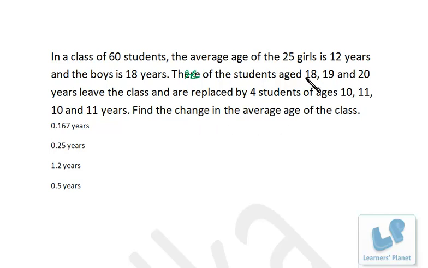First of all, we find the overall average of girls and boys. The average of girls is 12, the average of boys is 18. Overall, I assume it to be x. So it's 18 minus x upon x minus 12. The girl to boy ratio is 5:7, that is 25 is to 35. So that's 18 into 7, 126, plus 60, that means 186 by 12. That is x.